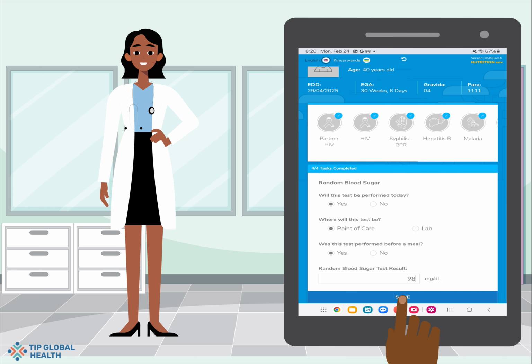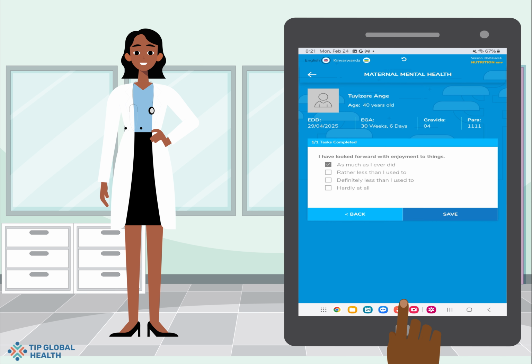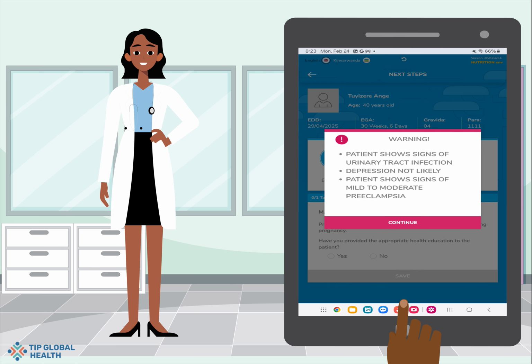The random blood sugar test will also be performed today at point of care before a meal, and the result is 98. So I'll record it and hit save. And now let's do a mental health screening. Overall, Ange's mental health is stable and positive. So then let's go to next steps.